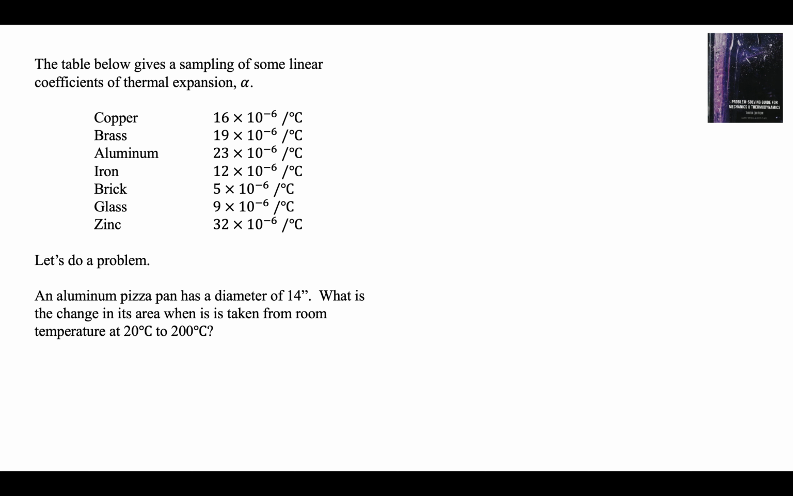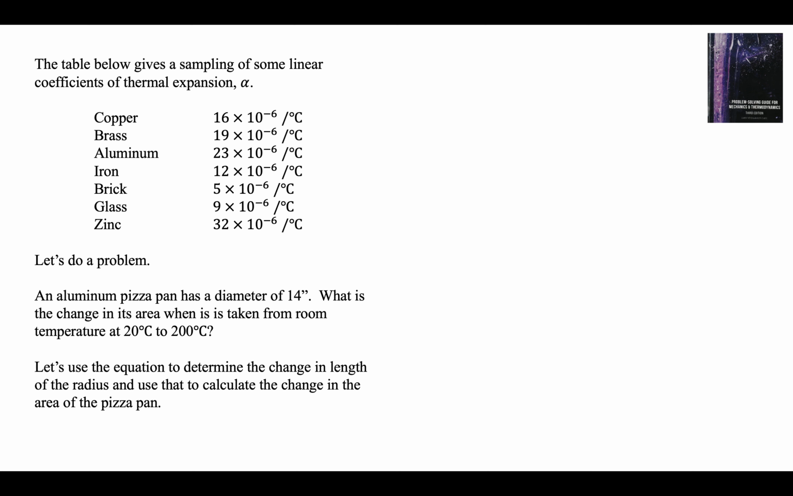Our equation gives us change in length. We can use any length we want. We can use the radius, we can use the diameter, we can use the circumference. That's what the equation is good for, a change in a linear dimension. So let's use the radius. Let's calculate the change in radius when you heat up that pizza pan.